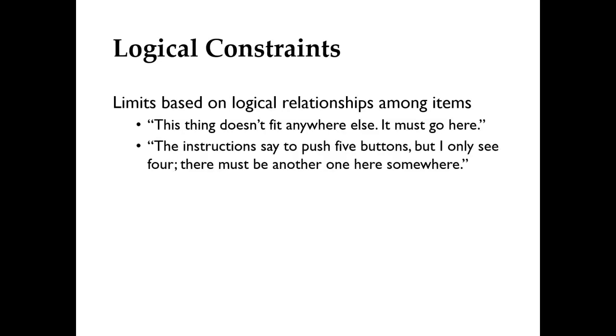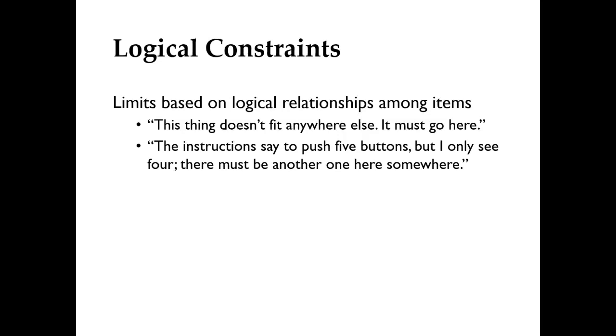Then we have logical constraints. These are based on, are you ready for it? Logical relationships among items. For example, a logical constraint is: I have this piece. Well, it doesn't go here, it doesn't go there. It must go in the empty spot. Or perhaps, as a classic example, the instructions say push 5 buttons. I only see 4. There's got to be another one down here somewhere. Maybe I ought to scroll on the screen. Now, ideally, that's a really bad idea to make your user think, well, I've got to go looking for it. Again, bad design, but it's a good example.